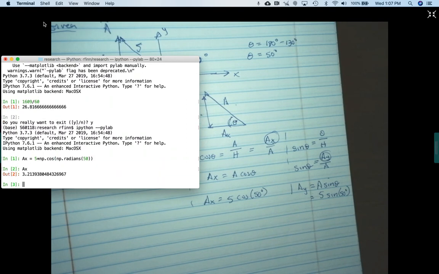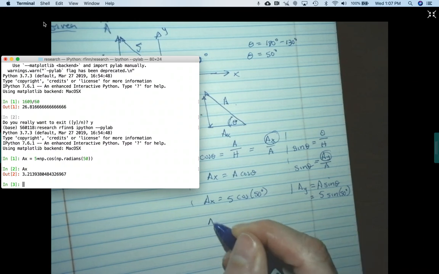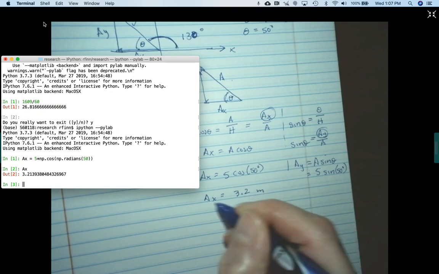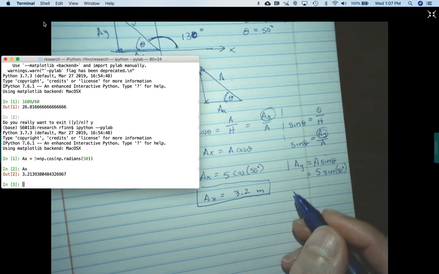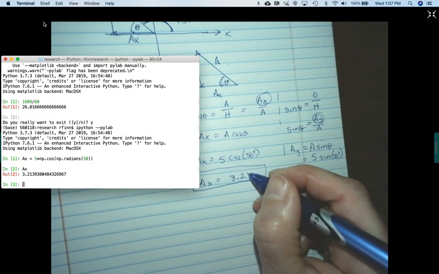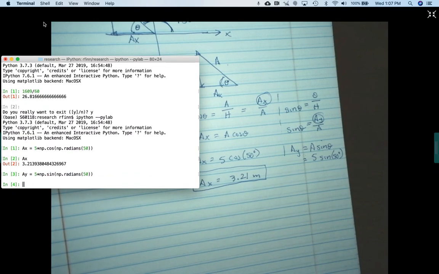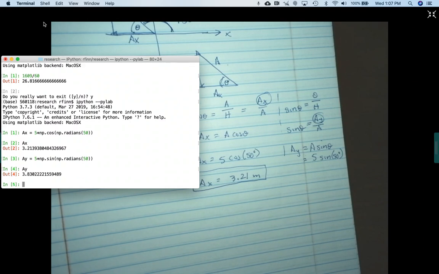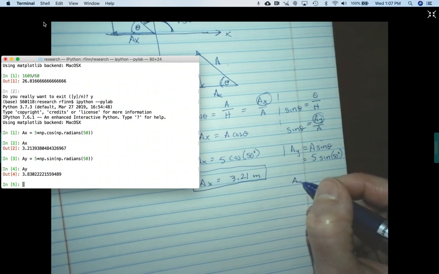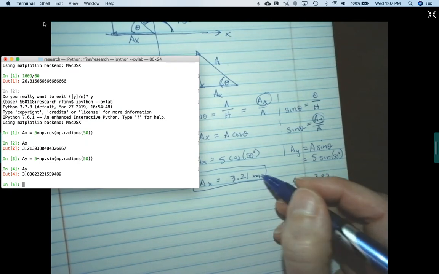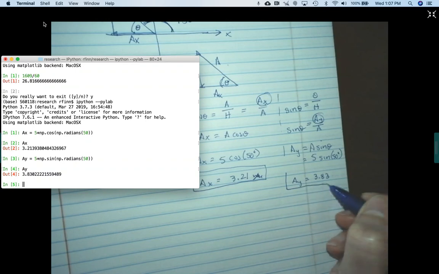And then we can just print out what AX is. So I'll write that down here. AX is 3.2 meters. And we said for significant figures, we'll stick with 3, right? So actually I'll do 3.21. Okay, and then for AY, it's the same kind of thing, except now instead of cosine, I have to do sine. Again, we'll print that out, and I get AY is 3.83. Oh, I put meters on here, but the problem actually didn't even have meters. I just made that up.